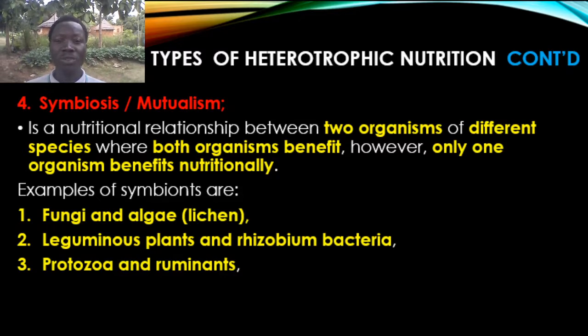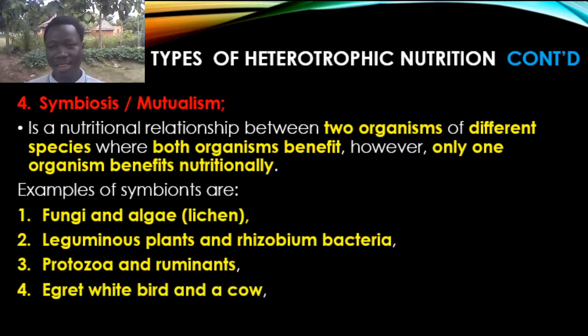But what does the protozoan get? Shelter inside. So it's nice, no? Nice relationship. The white egret and the cow. The white egret bird feeds on the ticks on the skin of the cow. What does the cow get? The removal of the ticks from its skin.